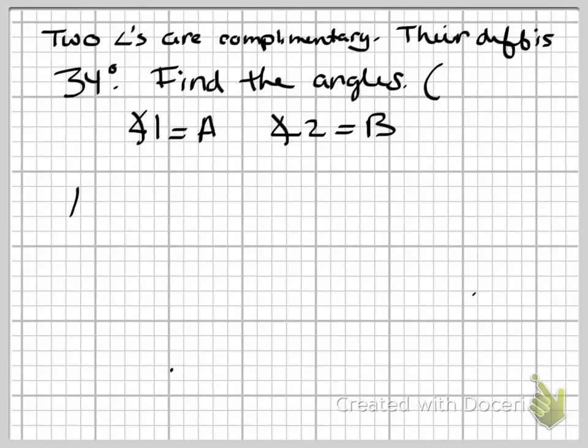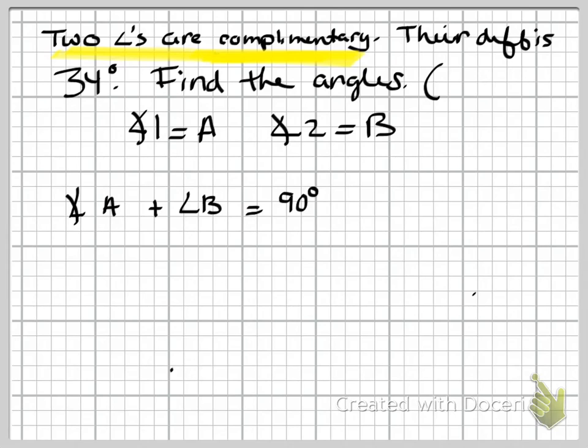How did you know that angle A plus angle B equals 90 degrees? Because complementary angles are angles that add up to 90 degrees. As soon as they said that, that gives me the equation. Angle 1 and angle 2, this chunk plus this chunk equals 90 degrees. Okay, what's the second equation?